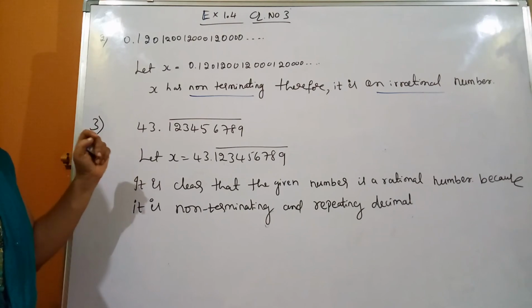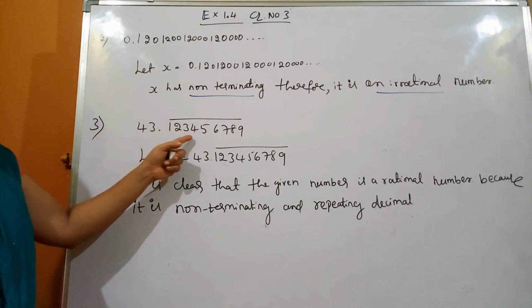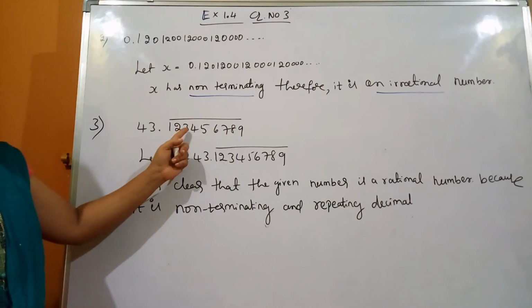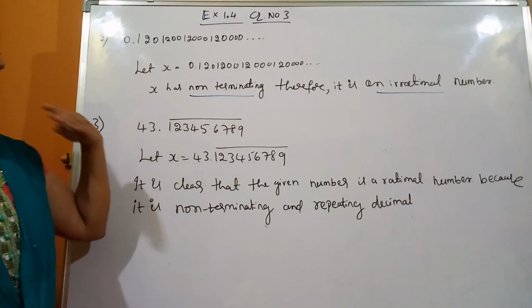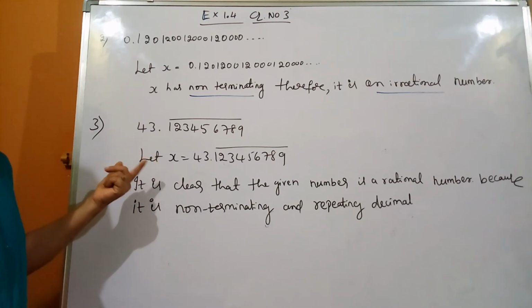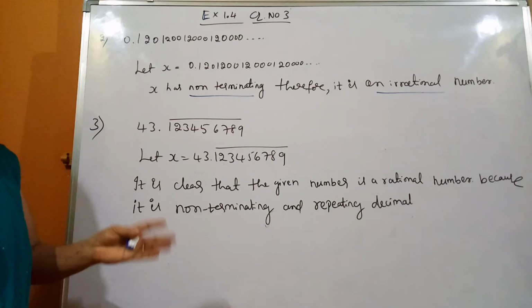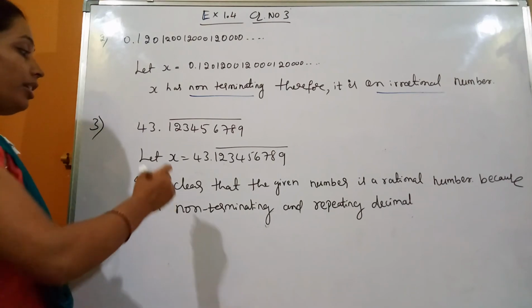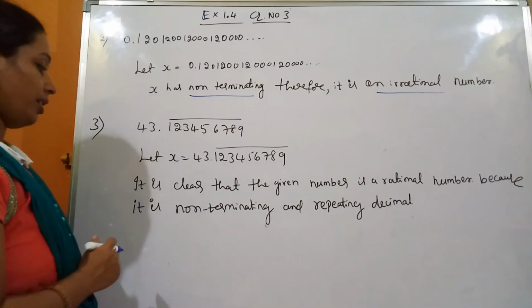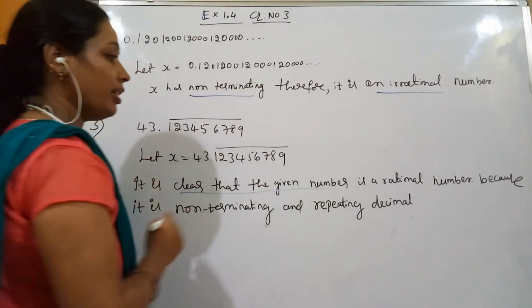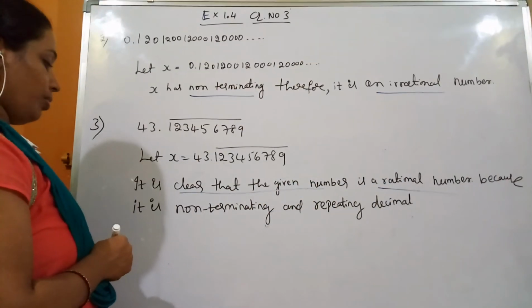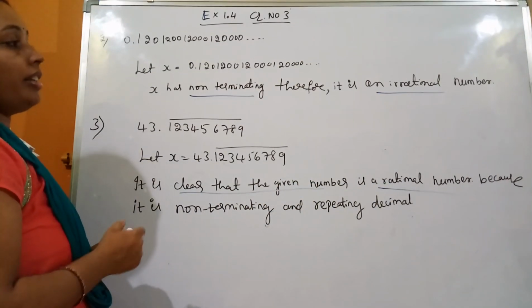Like that, if you take the next question, 43.123456789, repeating. If you put a bar, the digits 2, 4, 6, 8, 9, the 9 digits again will be repeating. After 1, 2, 3, 4, 5, 6, 7, 8, again after 1 to 8 the number will repeat. Let us call the given number 43.123456789. It is clear that the given number is a rational number because it is non-terminating and repeating.